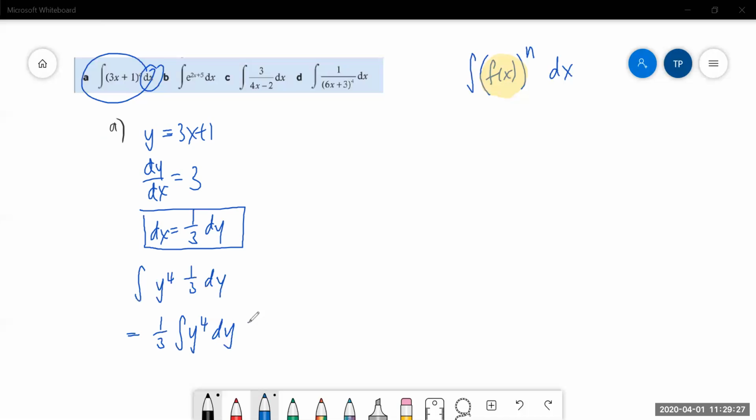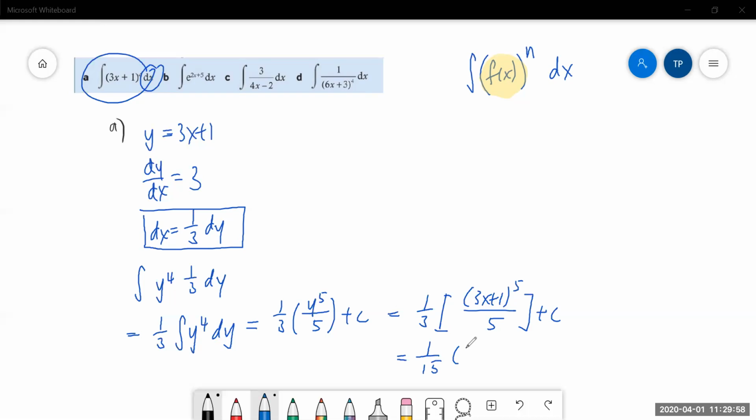From here, you should know how to integrate. Integrating y to the power of 4 will give you 1 over 3 times y to the power of 5 over 5, plus c. Is this the end? No, we have to replace it back. So we have 1 over 3, 3x plus 1 to the power of 5 over 5 plus c. That is 1 over 15, 3x plus 1 to the power of 5 plus c.